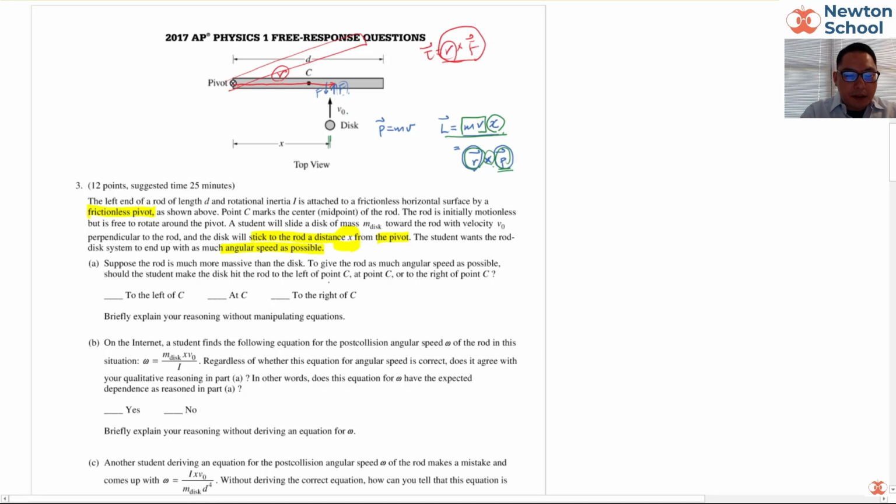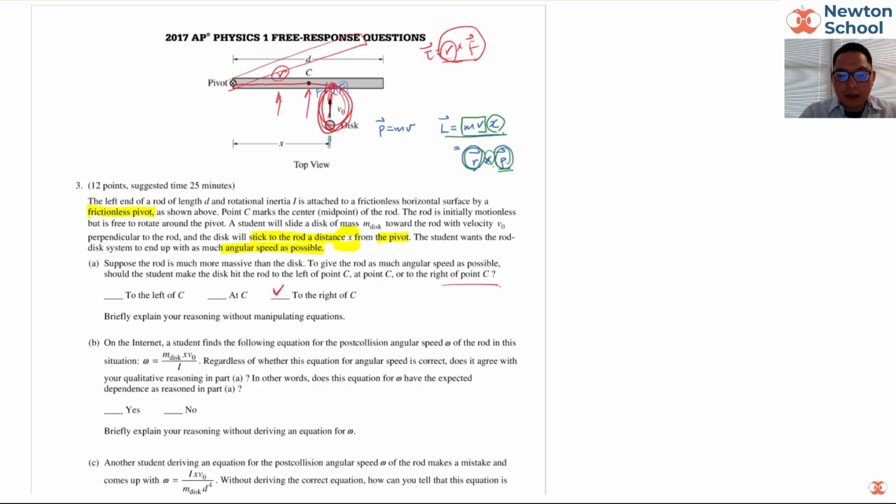Suppose the rod is much more massive than the disk. To give the rod as much angular speed as possible, do you still make the disk hit the rod to the left of point C, at point C, or to the right of point C? In this case, do you want to hit here or to the right? You want to generate as much torque as possible. You should hit to the right of C. But I think there are 2 explanations.